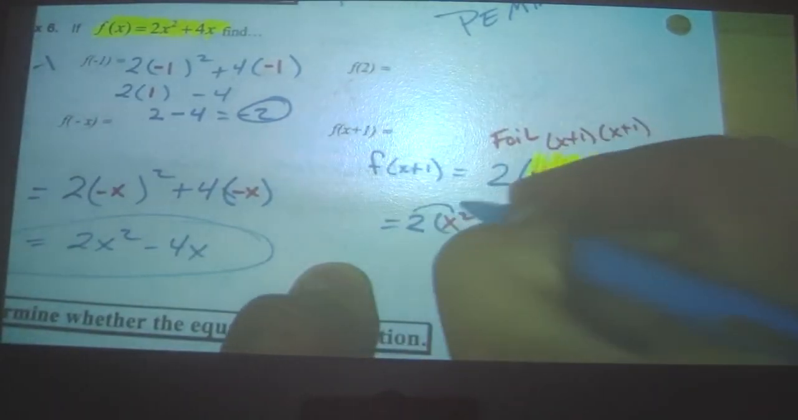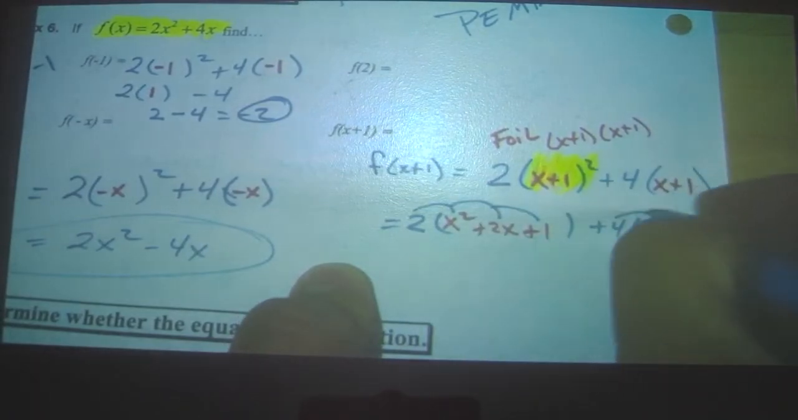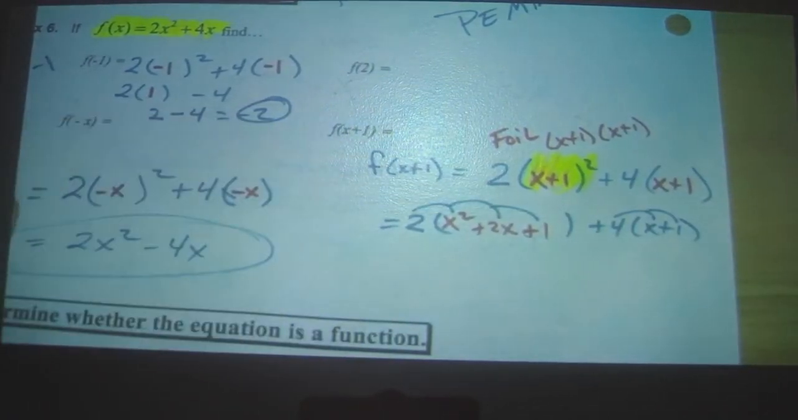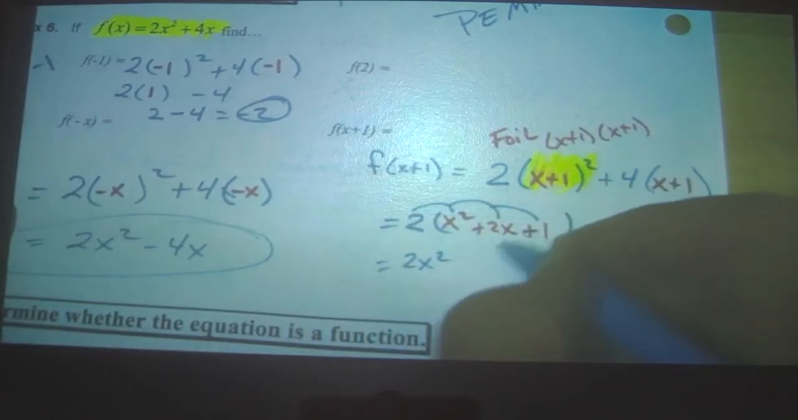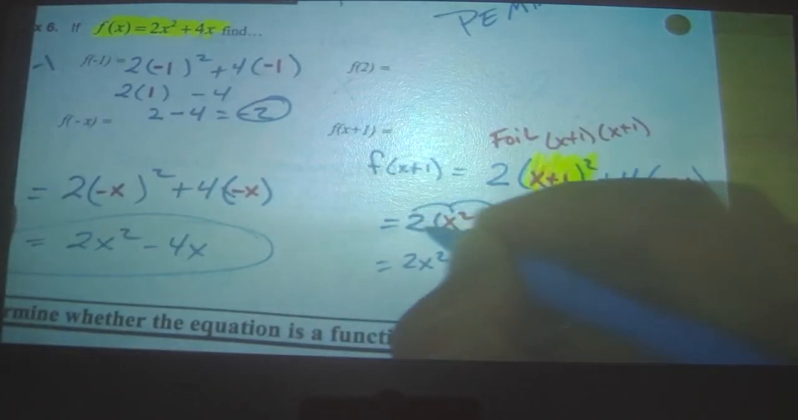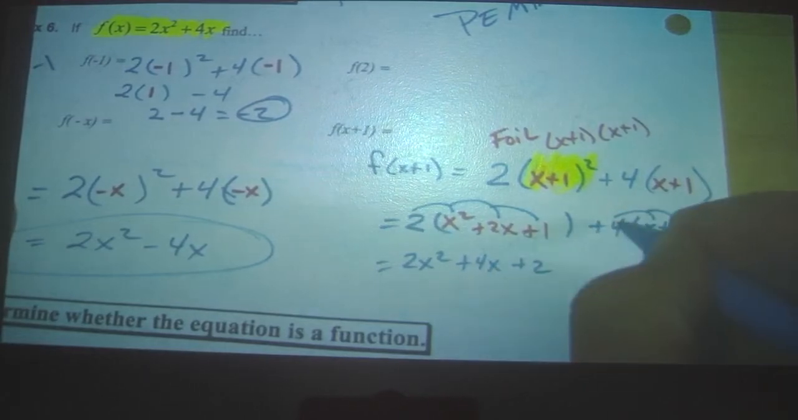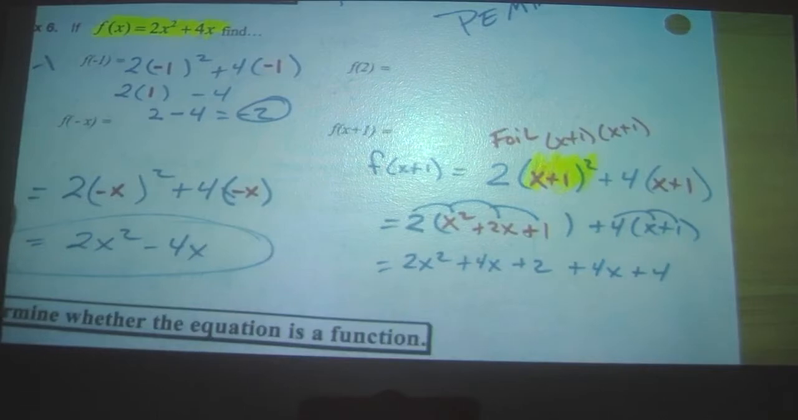Now, I've got to distribute to all three terms, and then all two terms. So now I've got 2x squared. 2 times 2x is 4x. 2 times 1 is 2. 4 times x is 4x. 4 times 1 is 4.